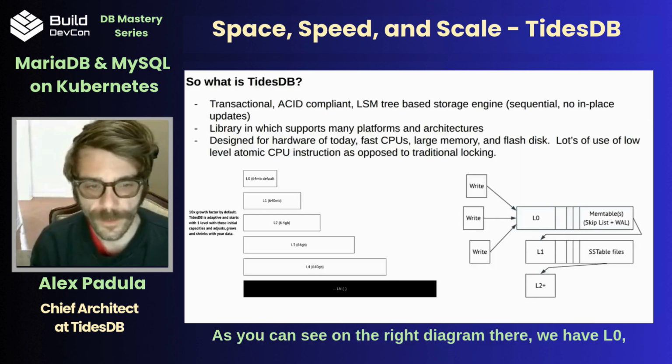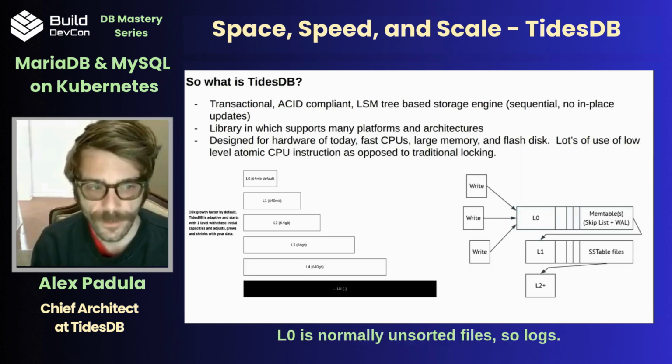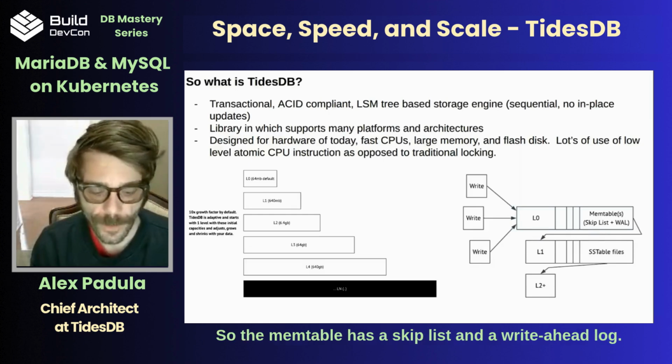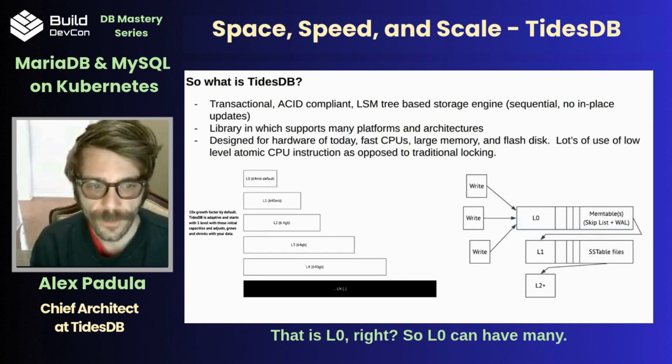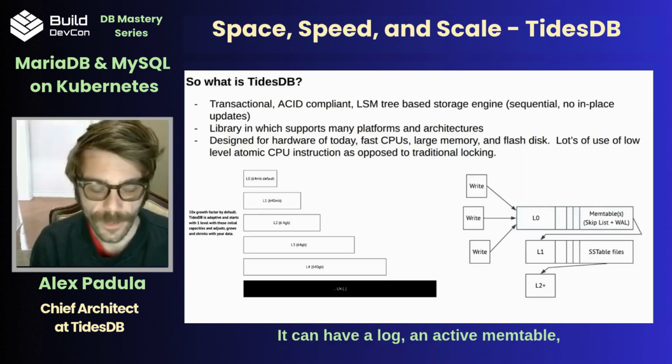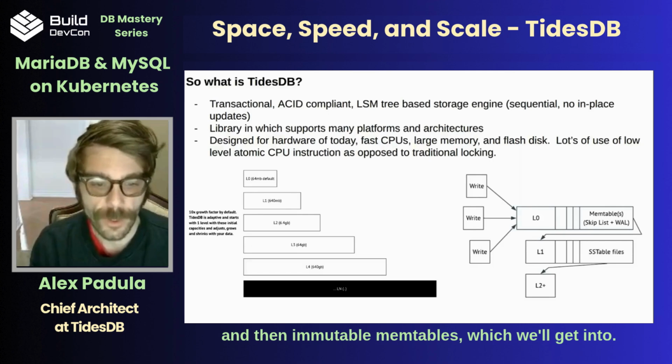As you can see on the right diagram there, we have L0, L1, etc. L0 is normally unsorted files, so logs. The memtable has a skip list and a write-ahead log, and the write-ahead log is its own file that is L0, right? So L0 can have many. It can have a log, an active memtable, and then immutable memtables, which we'll get into.